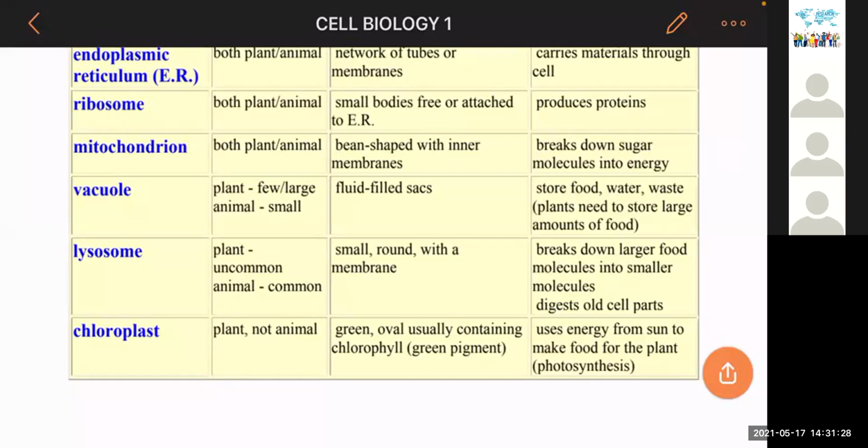Then their description: they are small, round, with a membrane. Their functions: they break down large food molecules into smaller molecules. They also digest old cell parts.